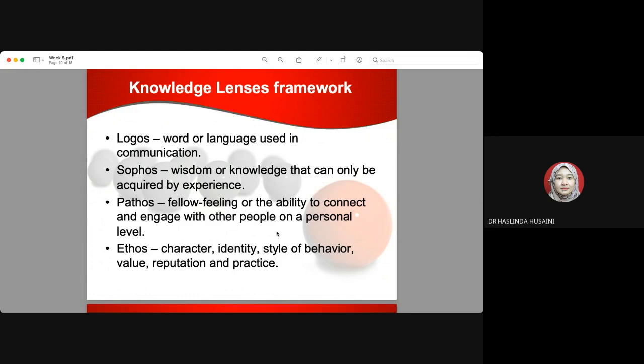So logos, filosofi logos ni berkaitan dengan information management. So information management dalam sebuah organisasi, dia kebanyakan mereka address logos berkaitan dengan pengurusan, words, language in communication. Communication apa? Communication of knowledge dalam bentuk maklumat. Okay? Digunakan language that being used to communicate dalam bentuk, contohnya buku, elektronik, online databases dan sebagainya. Okay?